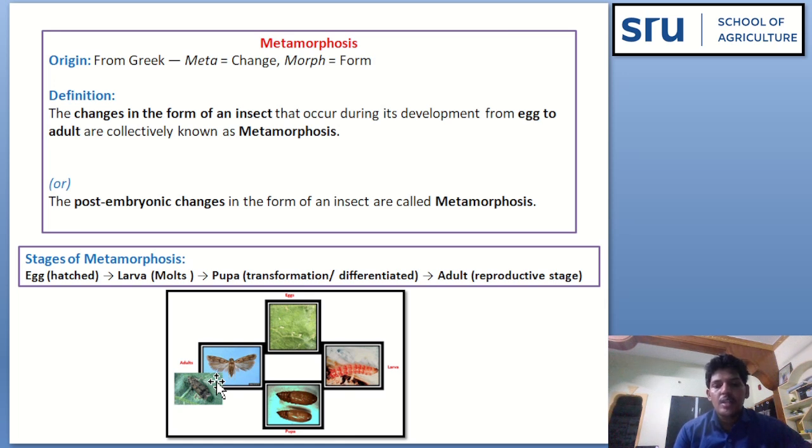This adult reproduces eggs and continues the same cycle. See here, post-embryonically, that is, after egg stage, see the form of the immature stage. It differs in its form with respect to the adult stage. That is, change in the form of an insect's immature stage with respect to its adult stage is known as metamorphosis.